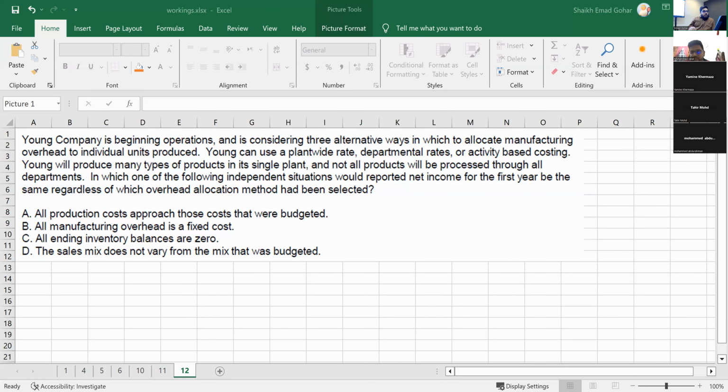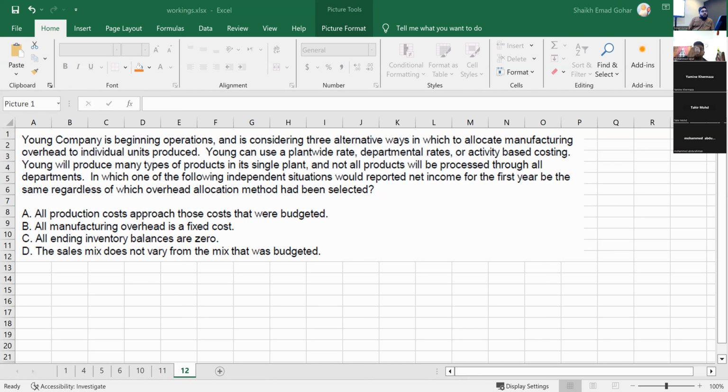So my friends, very simple question. They are saying, in which one of the following independent situations would reported net income for the first year be the same, whichever method you use, regardless of whatever allocation method you use. So we need an answer in which all the overhead is charged in the same year. There should be no chance of transferring any overhead to the next year. But we transfer it in some methods like absorption costing, for example, right?